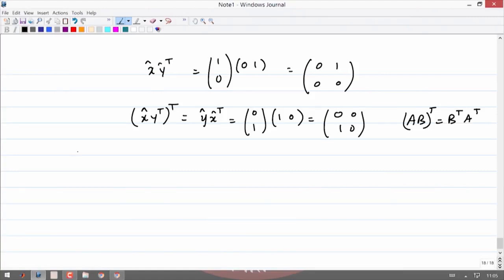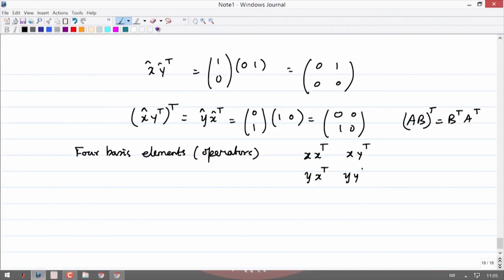Therefore, now we have four basis elements or operators: x xt, x yt, y xt, y yt. It's easy to remember that because you know this is nothing but the four quantities that are formed from x, xt, y, yt, okay, x and y.